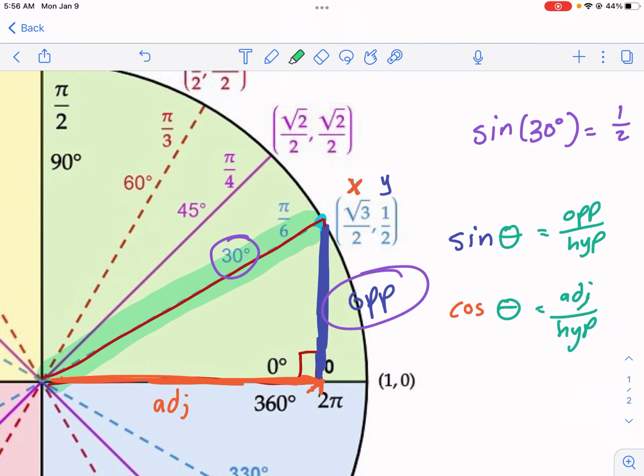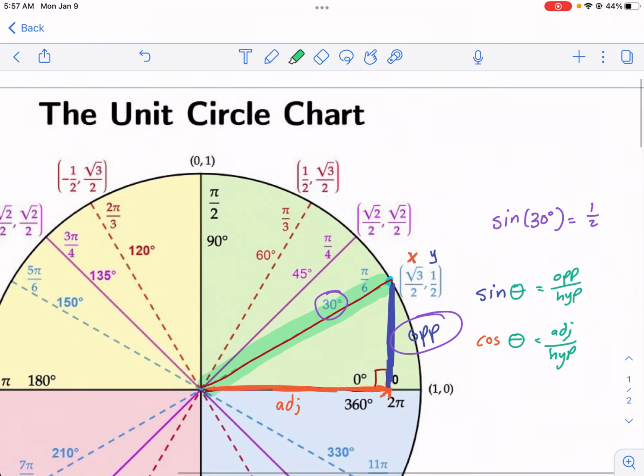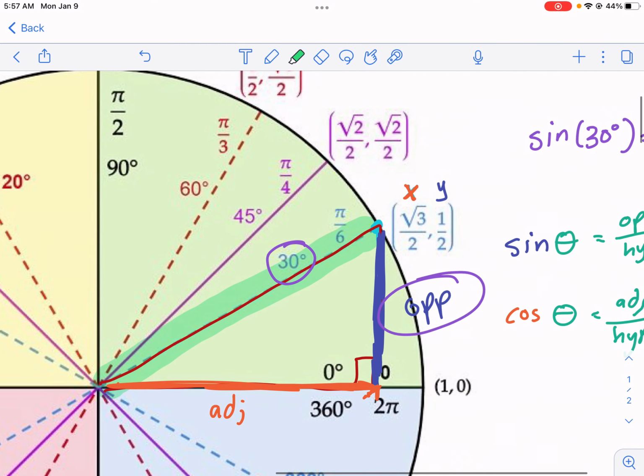The hypotenuse is going to be that length right there, and you can see that's just the radius of the circle, thus the unit circle, and all those measurements are just 1. So it's the same, but the angle is going to change the ratio of this opposite and adjacent side.